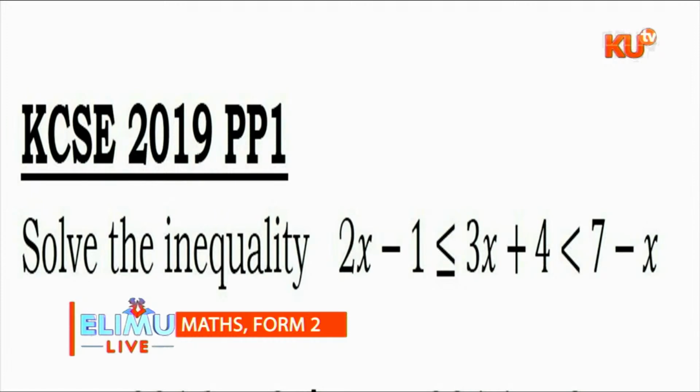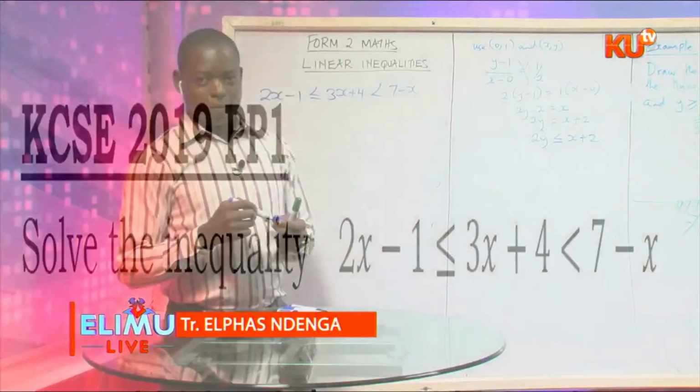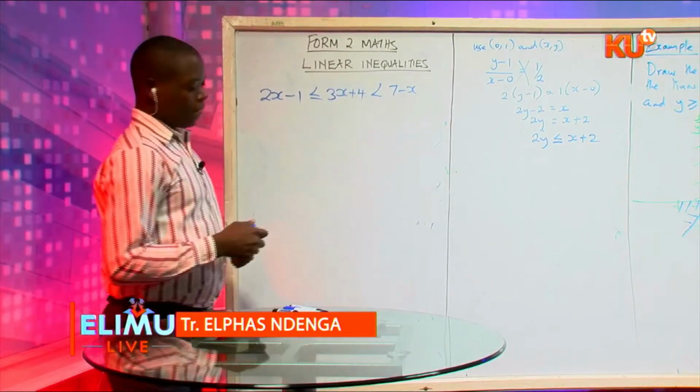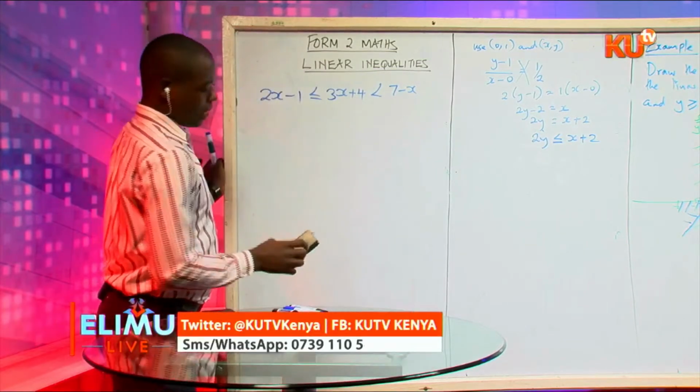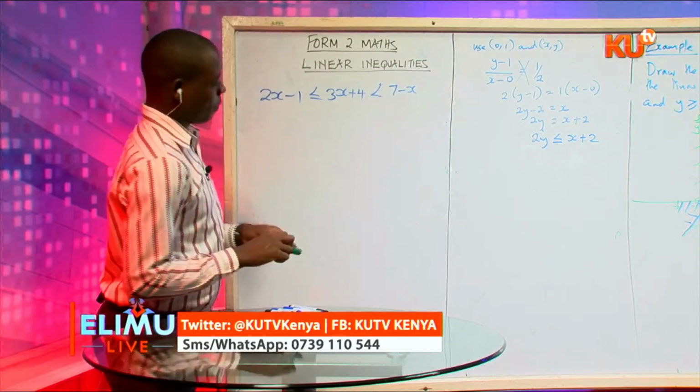As you can see on your screen, you are told to solve the inequality. And the inequality is 2x less 1 less than or equal to 3x plus 4 less than 7 minus x. That's the first question that we need to look at. This is in KCSE 2019.